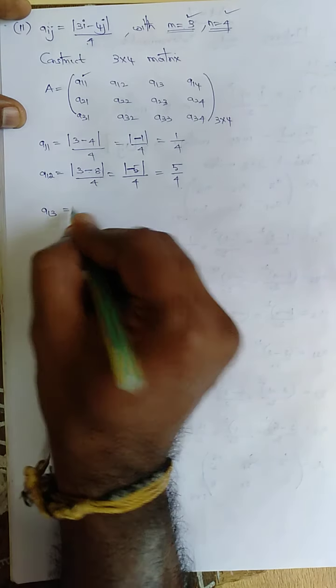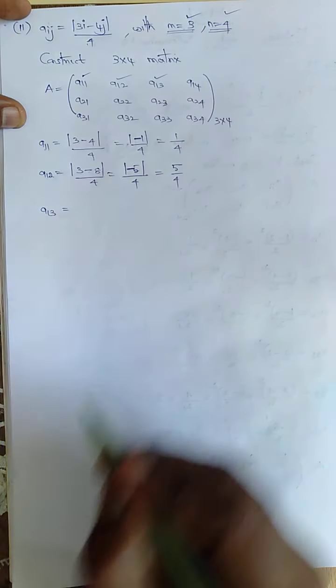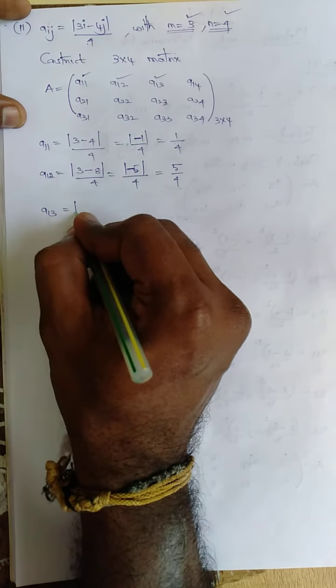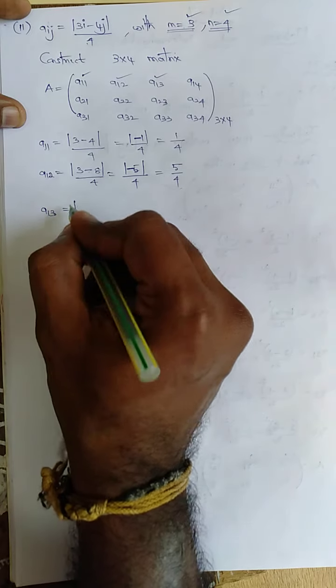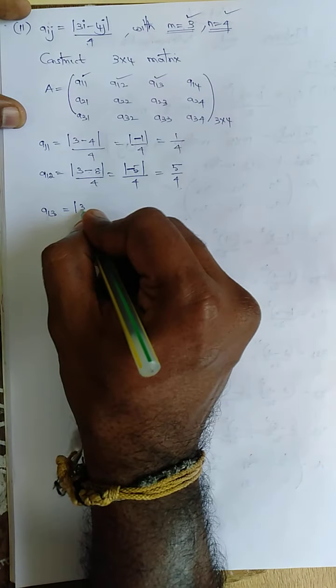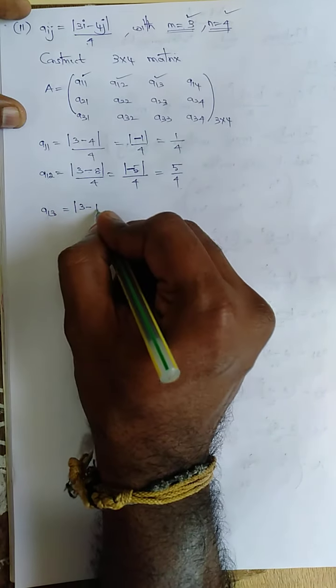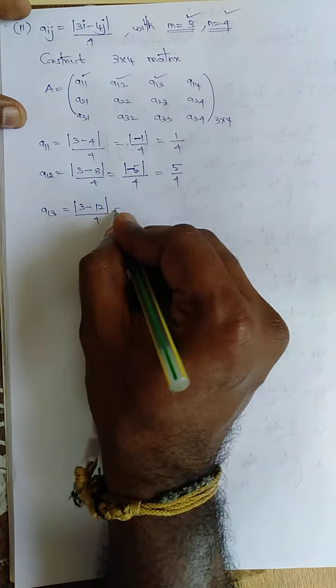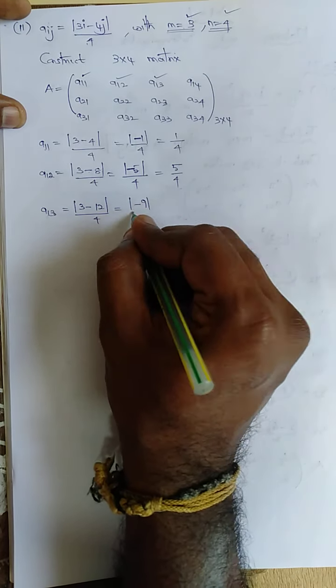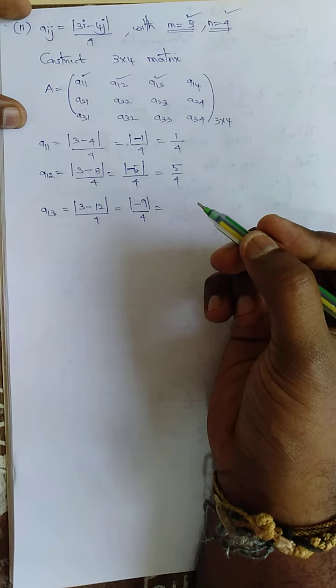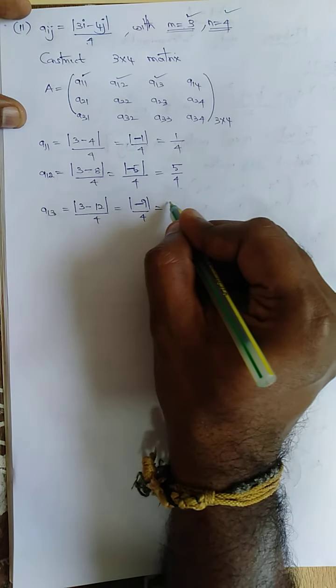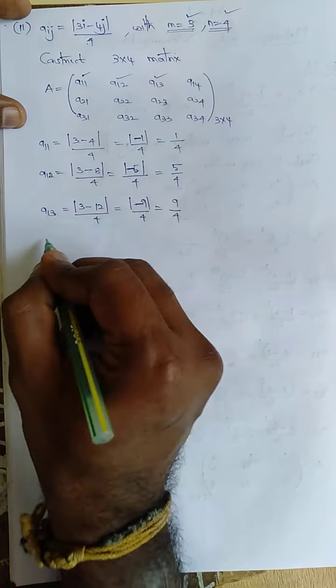Next a13. Here i is 1, j is 3. Apply 3 into 1, 3 minus 4 3s are 12, divided by 4. Modulus of minus 9 divided by 4. This minus will become plus, so 9 by 4.